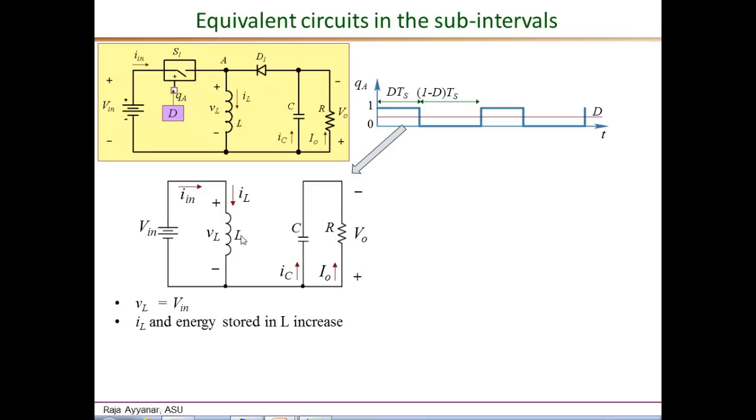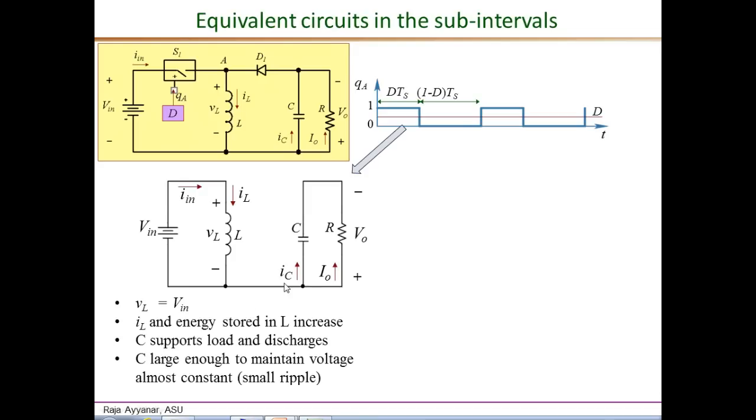So again, from this equivalent circuit we can clearly see that VL, the voltage across the inductor during this sub interval, is the input voltage Vin, and because of the positive voltage the current IL rises and therefore the energy stored in the inductor increases. Simultaneously, the capacitor, as seen from the equivalent circuit, supports the full load current, and it is discharging, but we assume, and we actually design, such that C is large enough to maintain the voltage almost constant during this interval as well as in the next interval. So essentially this leads to the small ripple approximation.